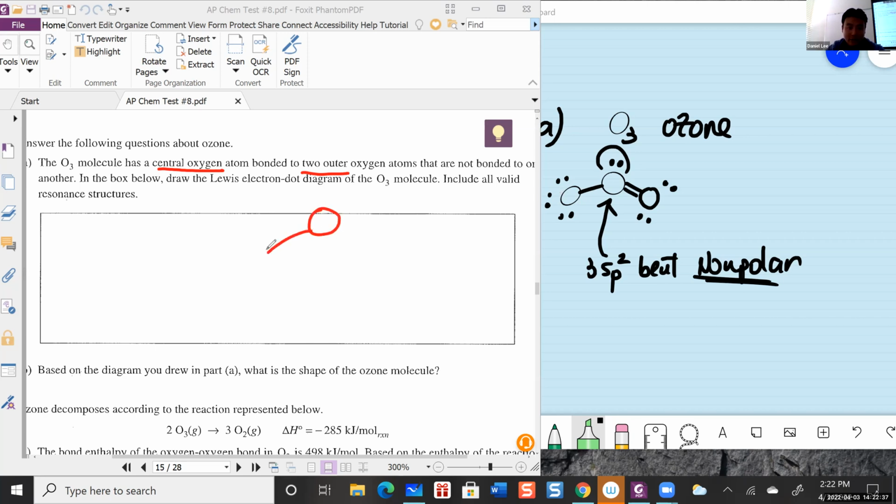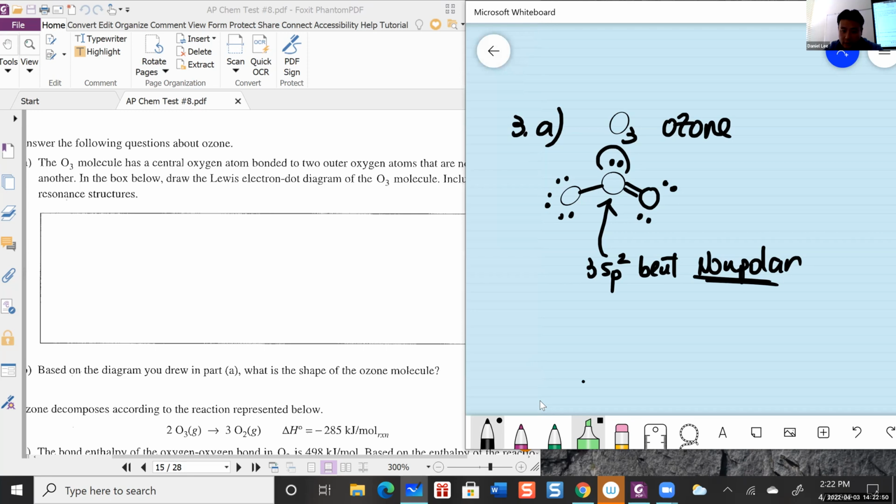So don't draw like a circle. Things don't like to be circle, right? They give you that clue, so forget about circle. Draw the Lewis structure and all the resonance. So I need to draw the resonance as well. There's only 2 resonance structures.